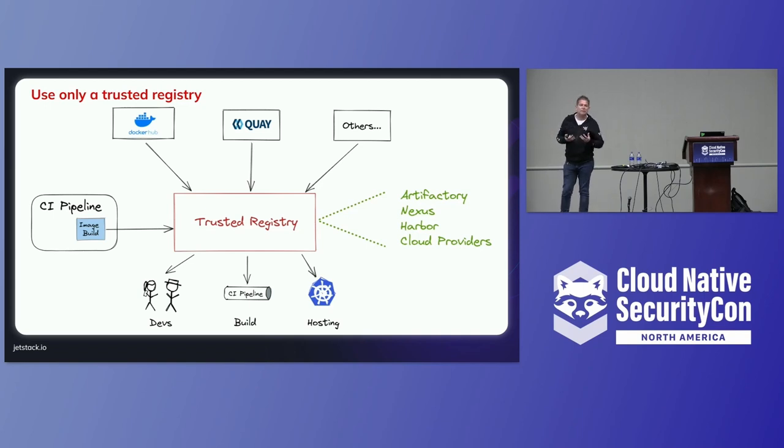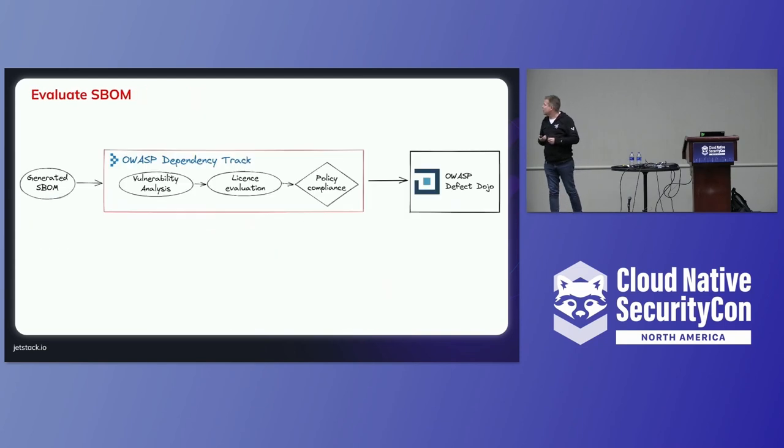So rather than allowing developers or the CI pipelines or even the runtime environments to pull images directly off of the internet from Docker Hub or quay.io, you only allow them to pull from your trusted registry. We've had a lot of success with Artifactory and Harbor, but obviously there are other alternatives out there.